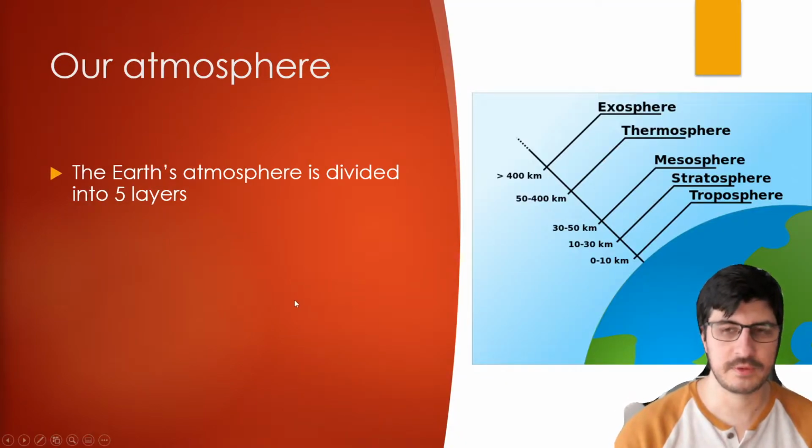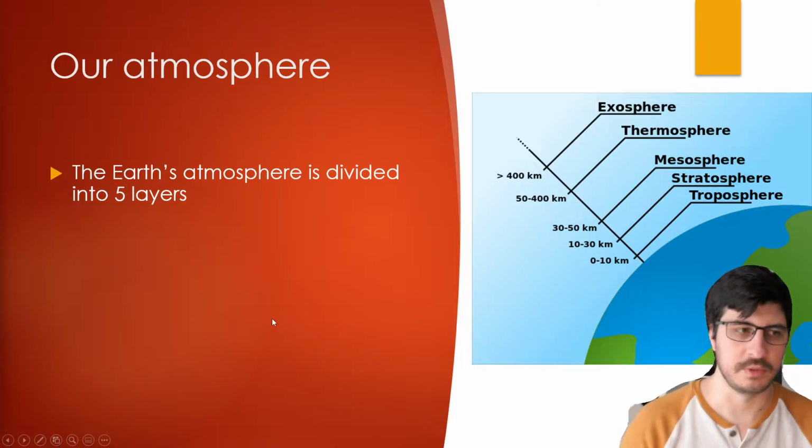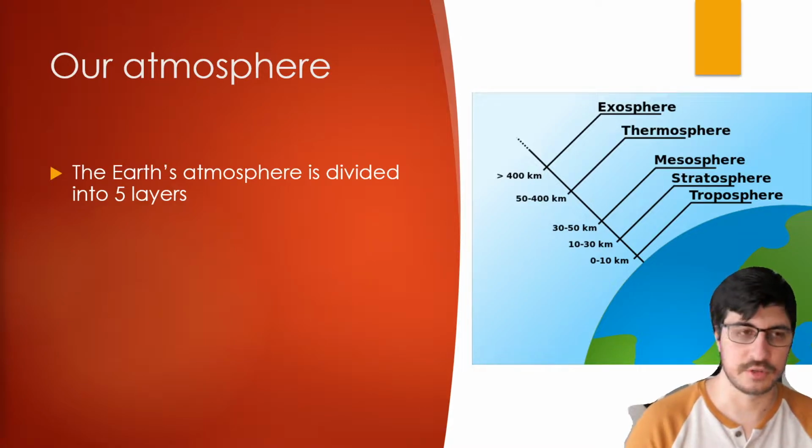So the atmosphere itself is divided up into 5 different layers, as you can see from this picture just above my head here. We've got the troposphere, which is our first layer, the closest one to us. Then we have the stratosphere, the mesosphere, the thermosphere, and then finally the exosphere up at the very top.